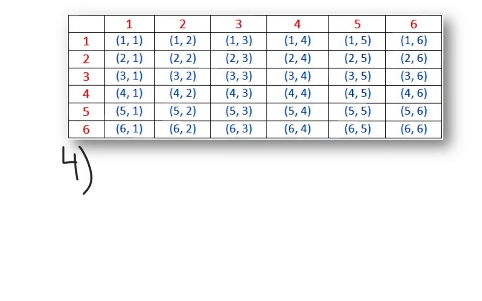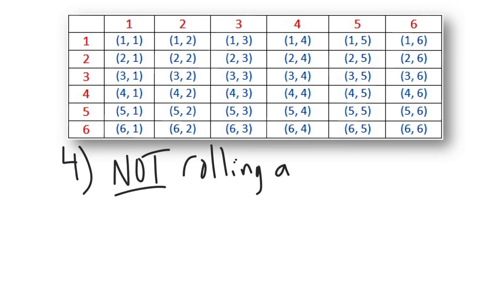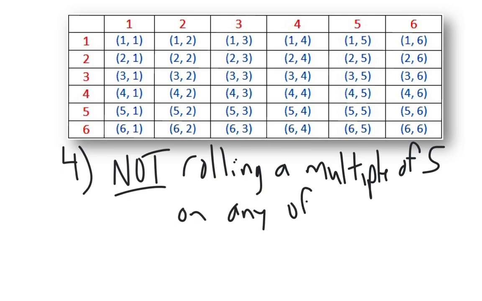In all these problems, by the way, we're assuming that we're rolling 2 dice, which they should probably tell us, but I guess the title says probability with a pair of dice, so I guess that gives it away. This one, they want the probability of not rolling a multiple of 5 on any of the dice.